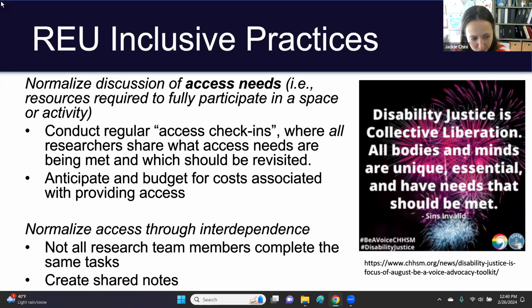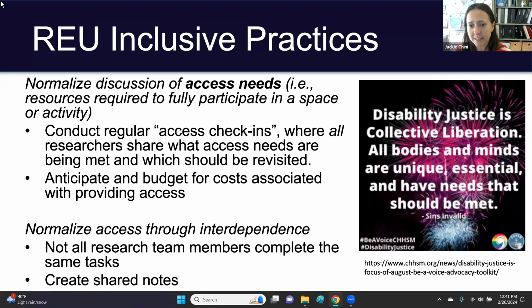So many of you are likely accessing this presentation via your speakers, but the speakers are providing you access to the information. Some folks are using the closed captioning, and we sometimes act like that is the only step that is an access need, where actually all of these steps are meeting our access needs. So the idea here is to normalize discussion of our access needs within our research group and create a culture where we talk about them.